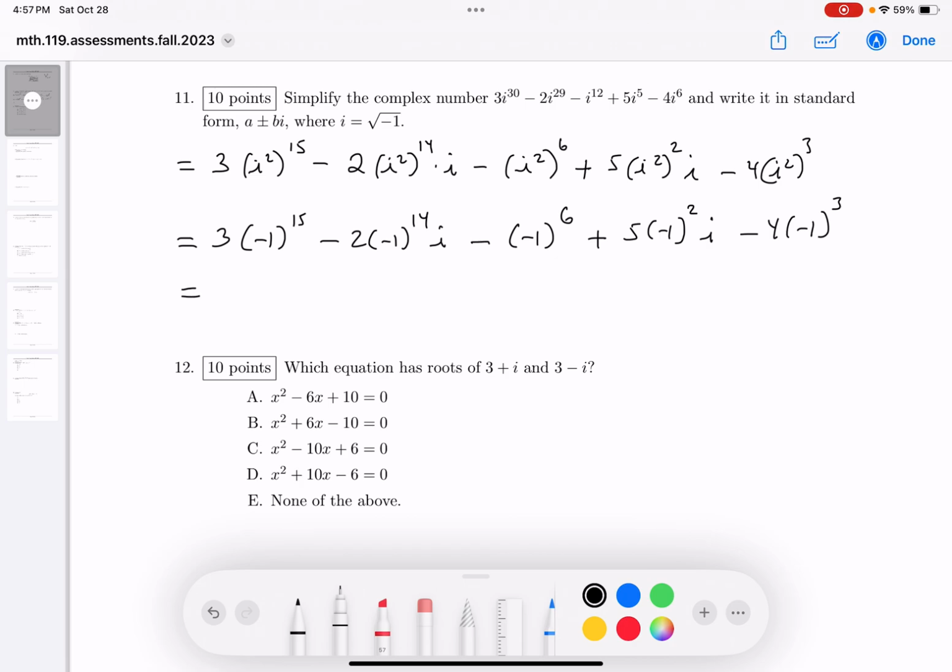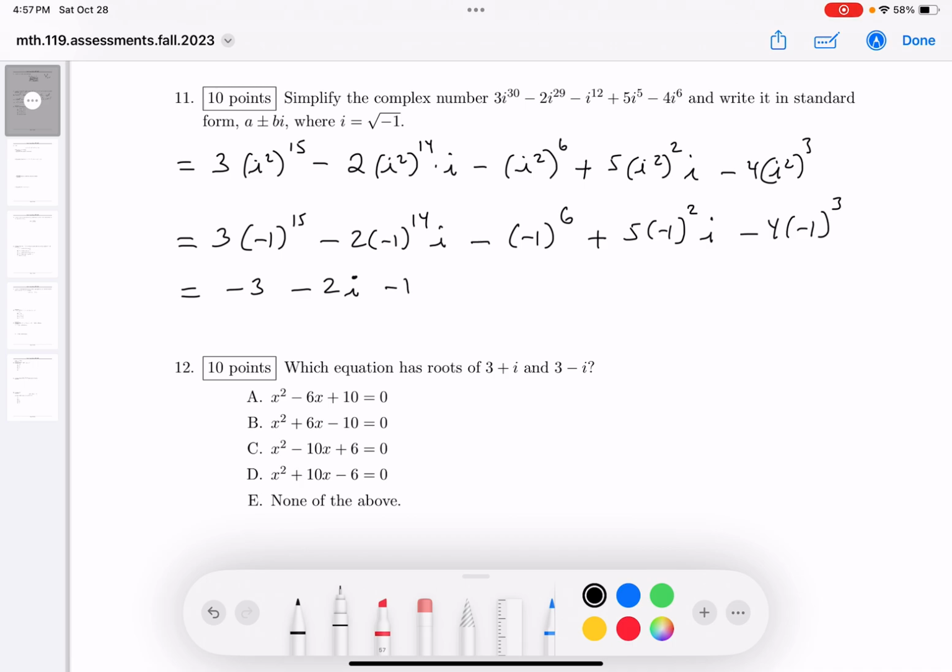Let's do the arithmetic now. So what do you get over there? -1 to the 15th power is -1. That's -3. So the next guy, -1 to the 14th power is +1, so I get -2i. Let's see, what do you get there? -1 to the 6th power. That's going to be 1. So you're going to get -1.